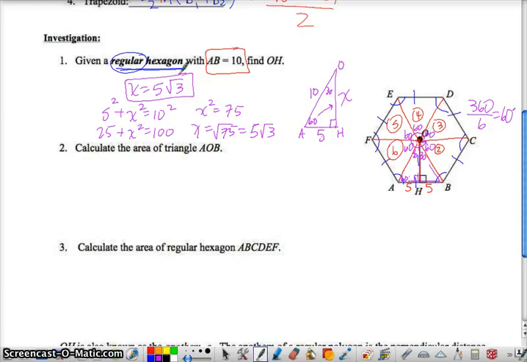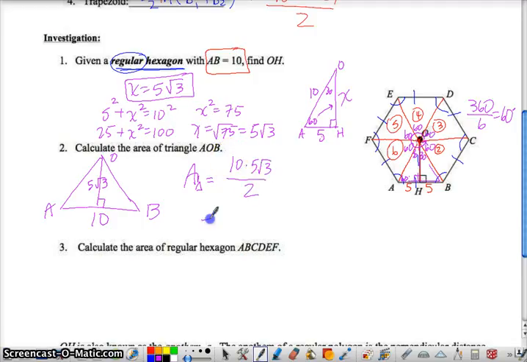So now we're going to calculate the area of triangle AOB. So how would we calculate the area of the triangle AOB? This is AOB, that's just one triangle in here. So we know the length of AB is 10. We know the height is now 5√3 because we just found that out, that's OH. And how do you find the area of a triangle? Well, the area of a triangle equals base, which is 10, times height, which is 5√3, divided by 2. So what can I do here? 2 goes into 10 5 times.